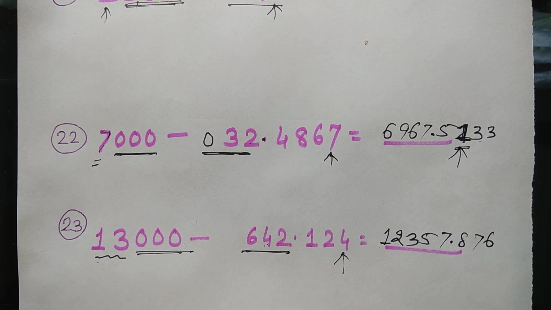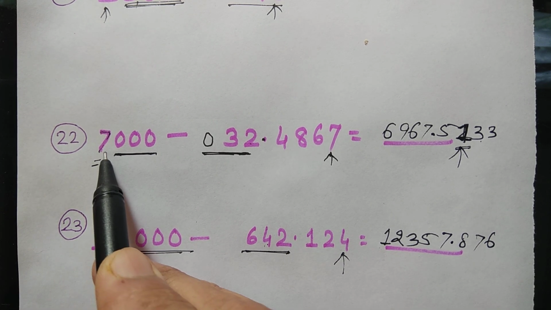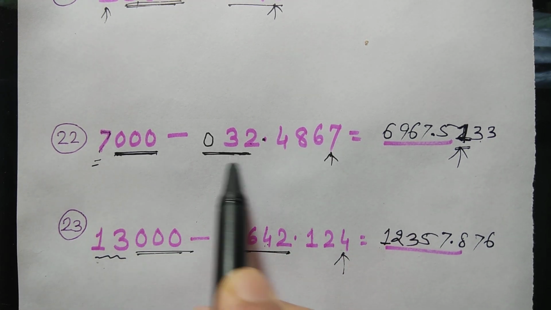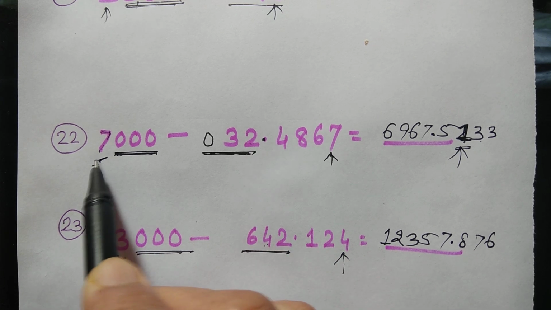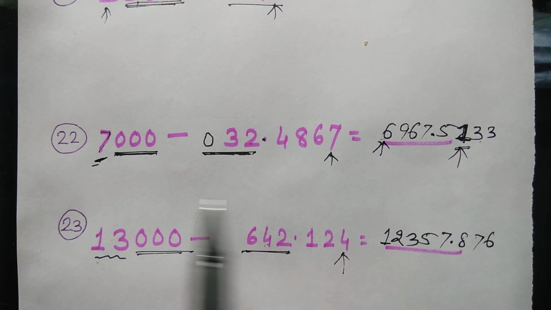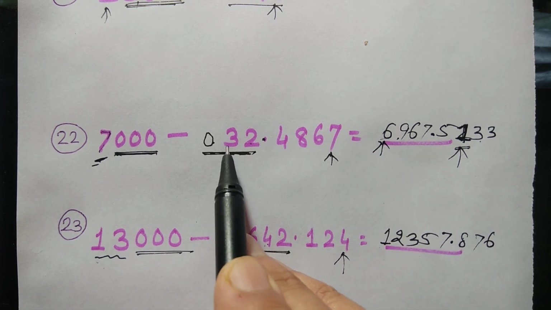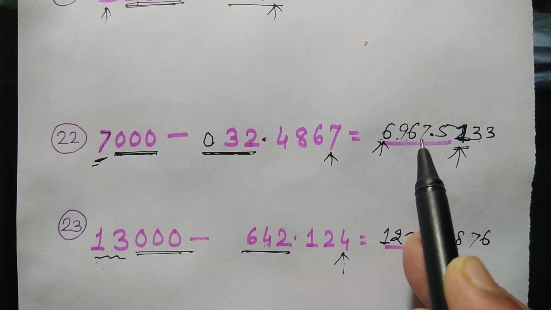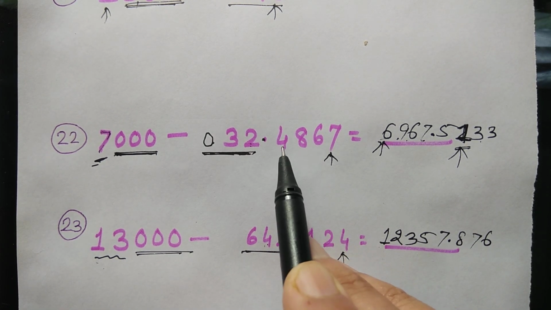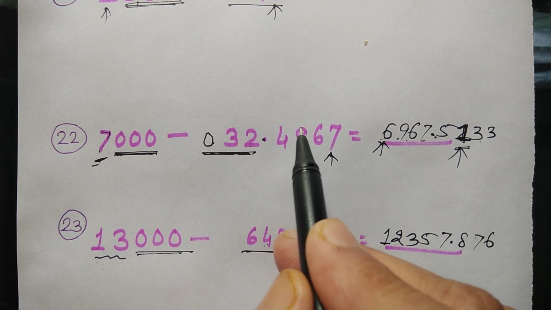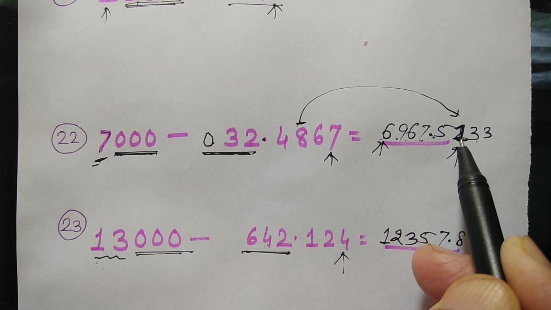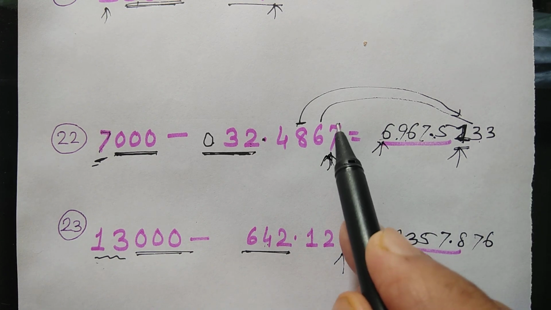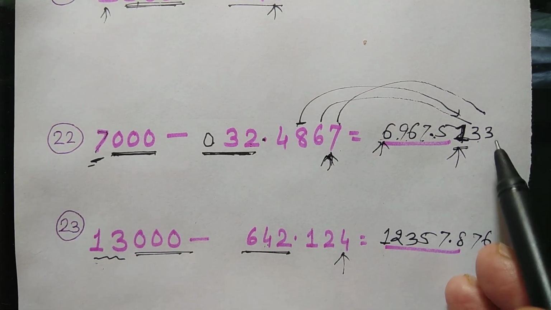Check it once again. 7,000 minus 32.4867. 3 digit. 6 number, subtract 1, 6. Then 0 plus 9, 9. 3 plus 6, 9. 2 plus 7 is 9. And 4 plus 5 is 9. And here 8 number, 8 plus 1 is 9. 6 plus 3 is 9. And 7 last from 10 means 7 from 10 means 7 plus 3, 10.